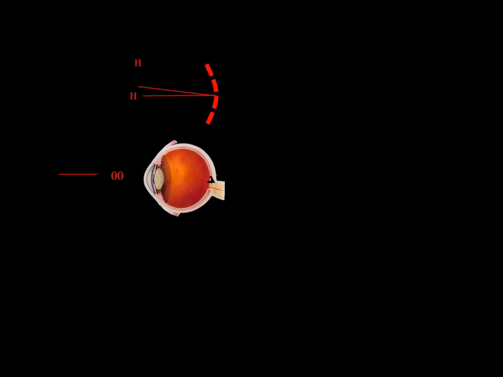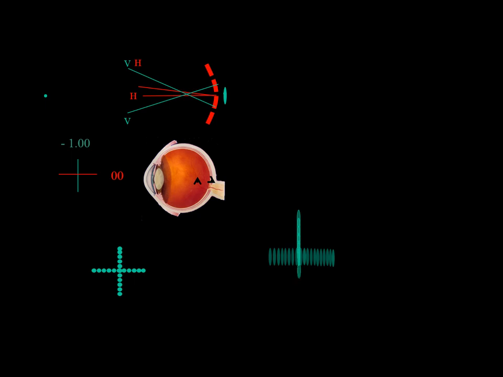Suppose we have the horizontal meridian emmetropic, so rays will be on the retina, and the vertical is myopic with minus 1, so rays vertically will be focused inside the vitreous. So if a person looks at a dot, the dot will appear on the retina elongated vertically. Suppose the patient is looking at a cross. Everything is elongated vertically. So the horizontal line will be like this, and the vertical line will be like this. Everything is expanded in a vertical direction.